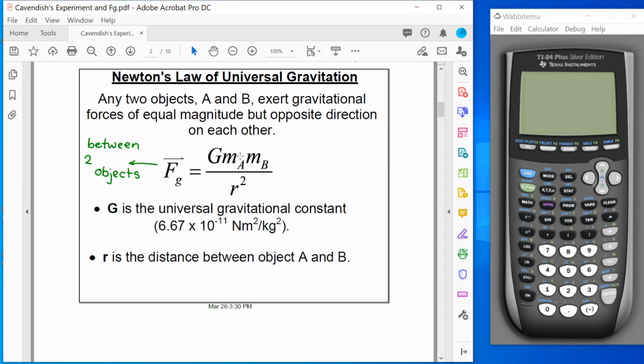Okay, MA is the mass of object A, and MB is the mass of object B. Both of those need to be in kilograms. And then R is the distance from A to B, and that needs to be in meters. And notice here it's R squared in the formula.